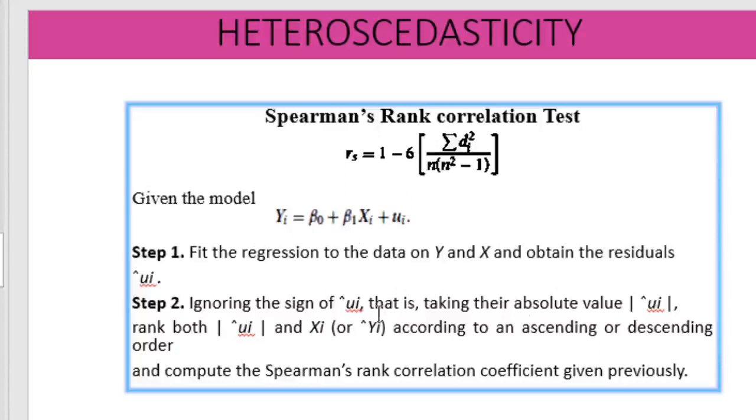Then the second step: ignoring the sign of ui cap, that is, take the absolute value of ui cap, and rank both ui cap and xi (or yi cap) according to ascending or descending order and compute the Spearman rank correlation coefficient. Here the steps are: given this model, regress the equation, obtain the residual, take the absolute value, then rank both ui cap and xi in ascending or descending order and compute the Spearman's rank correlation coefficient given in this equation.